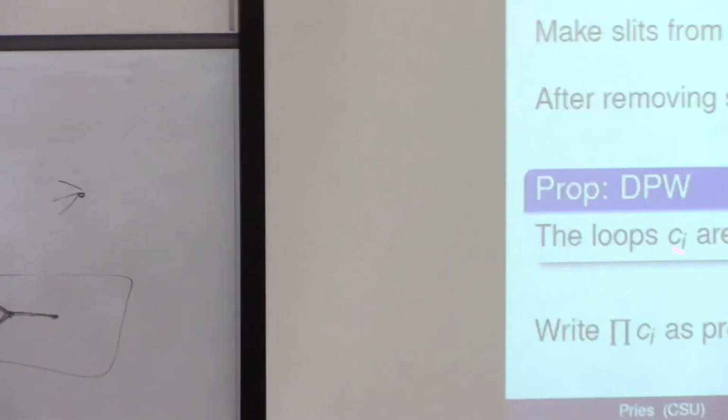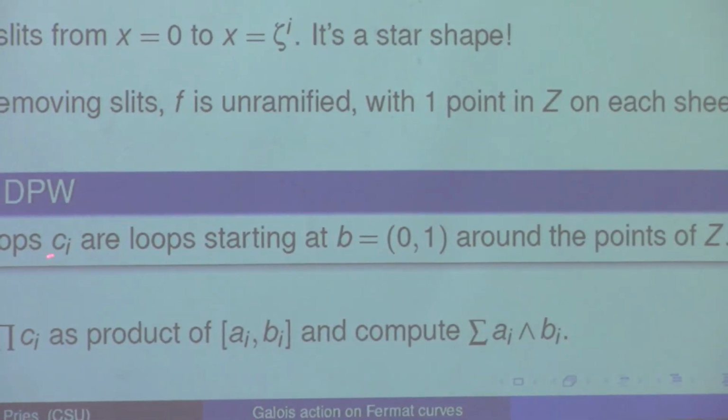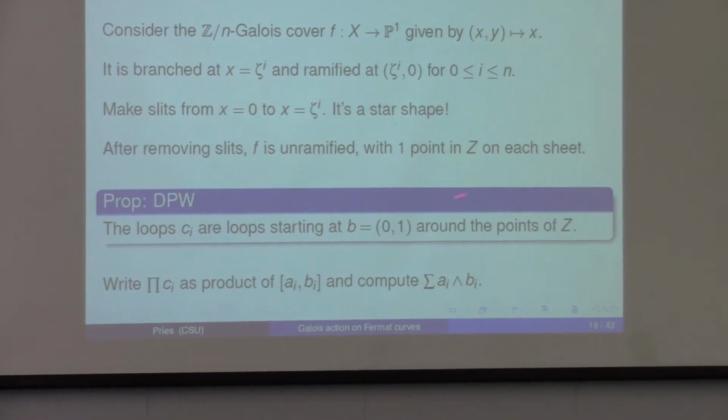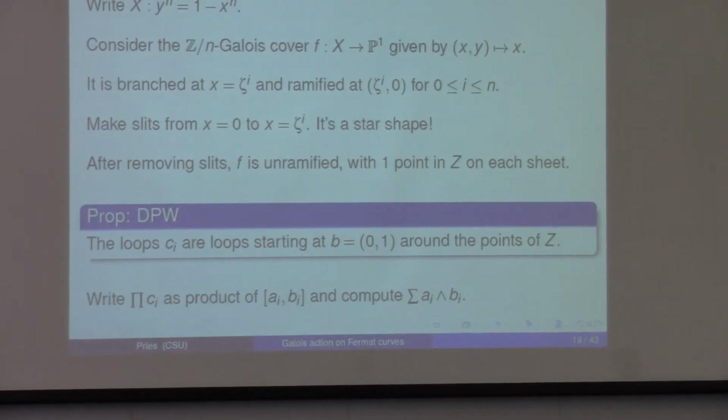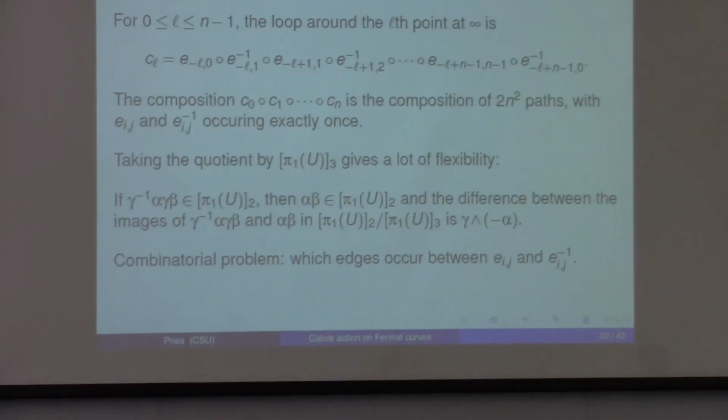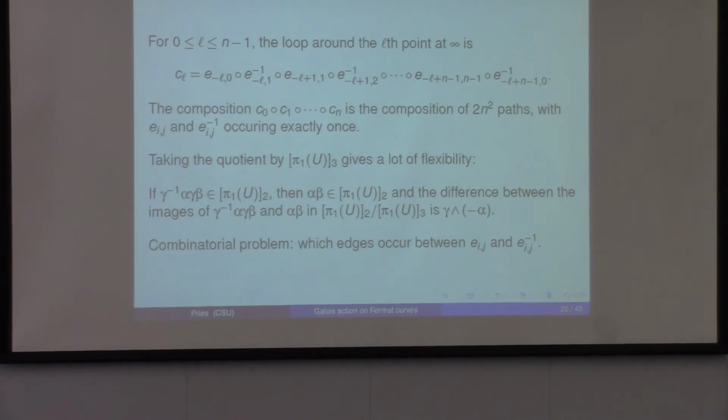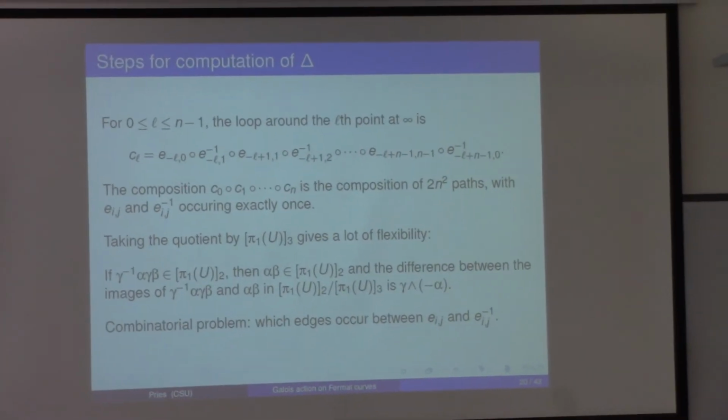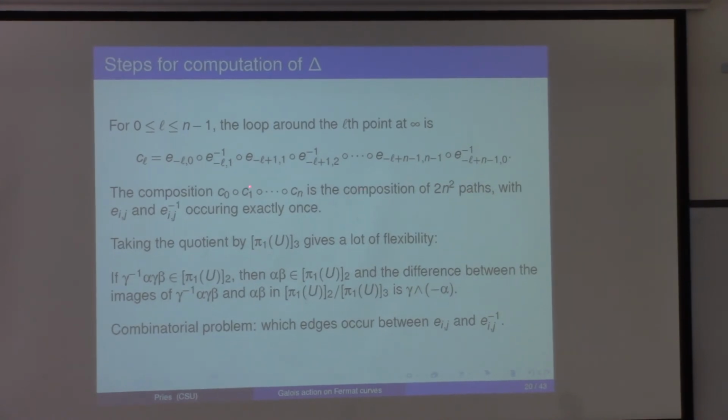And so it turned out that these loops Ci, which we have formulas for, for general n, are loops that start at this base point and go around these points of Z. So what do those loops end up looking like? In general, there are n of them, and each of them is the composition of two n-squared paths. And when you take the composition of those n loops, each of the edges, Eij and Eij inverse, from the relative homology shows up exactly once. So when we take the product of all of these things, we get this huge product of these paths, Eij and Eij inverse, but each one shows up exactly once.